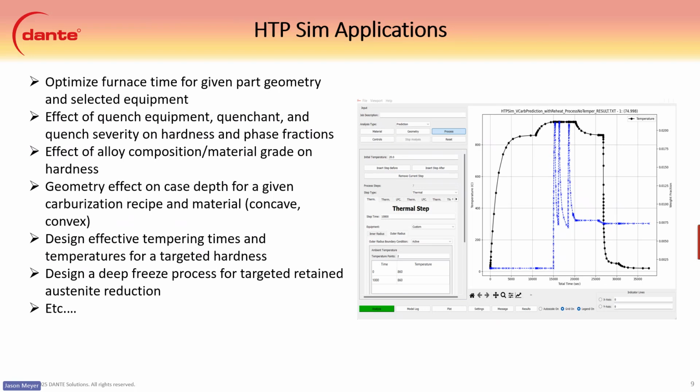And then we can also design a deep freeze process to reduce retained austenite if that's what you were looking for in your process, and much more. This is just some of the examples that we have here.